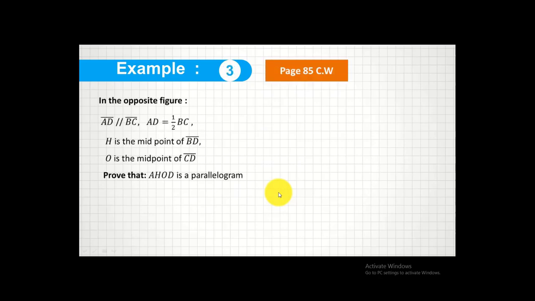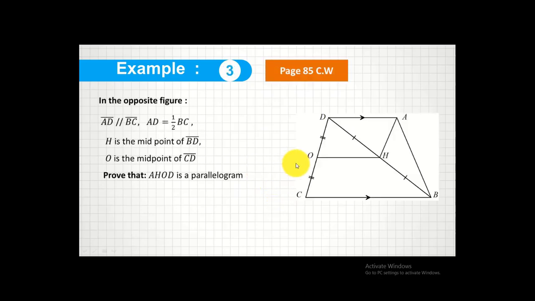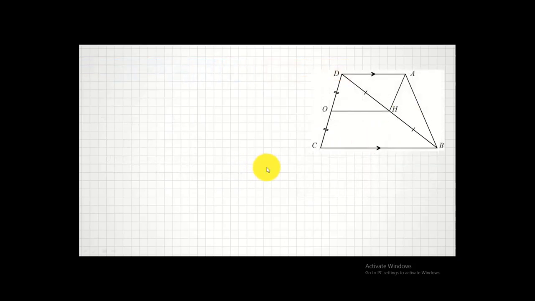Example 3, classwork, page number 85. In the opposite figure, line segment AD is parallel to line segment BC, and AD equals half BC. Point H is the midpoint of line segment BD, and point O is the midpoint of line segment CD. Prove that AHOD is a parallelogram. Let's start our proof.